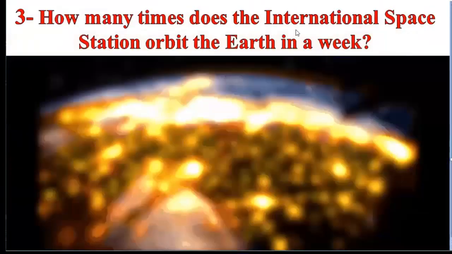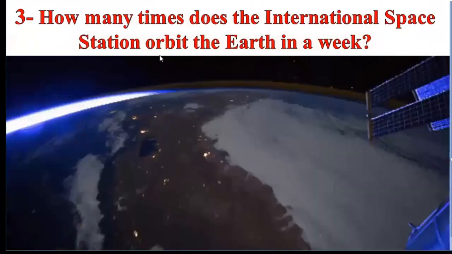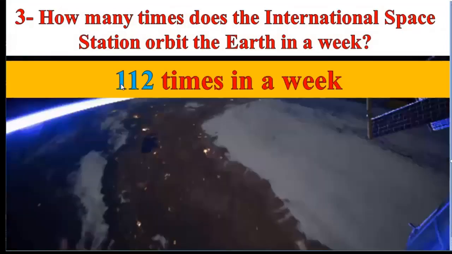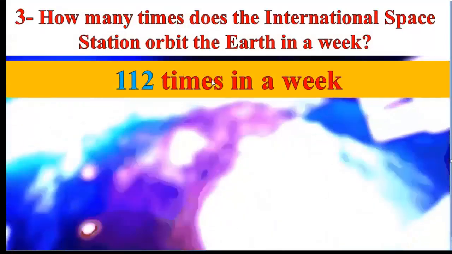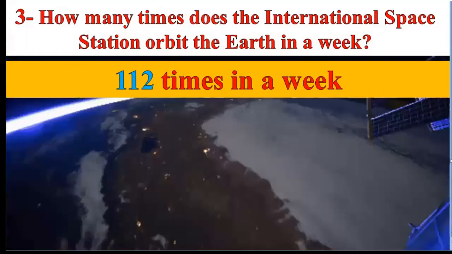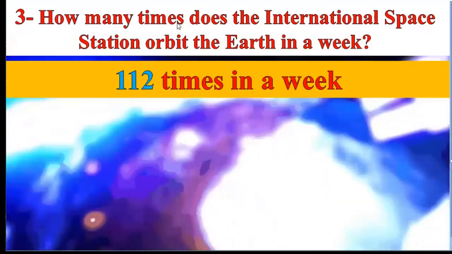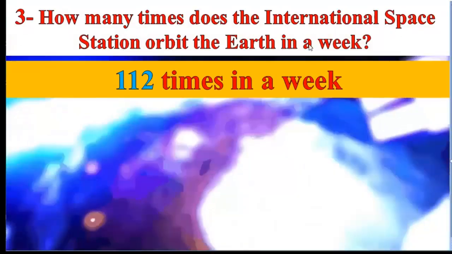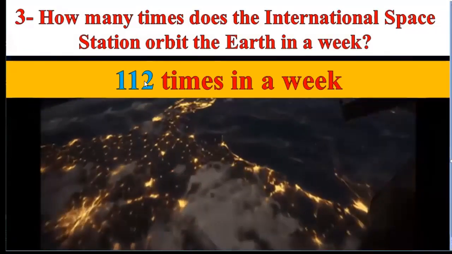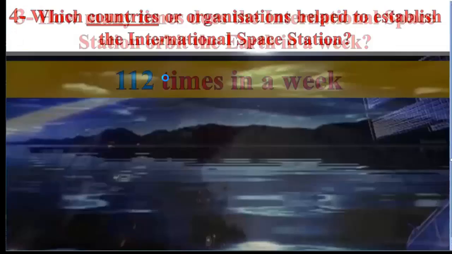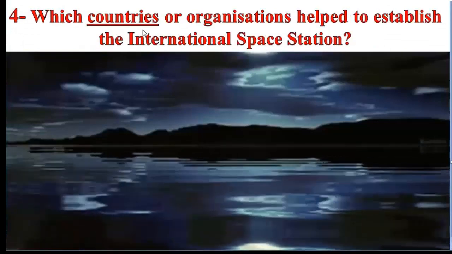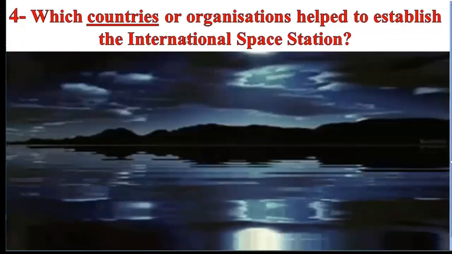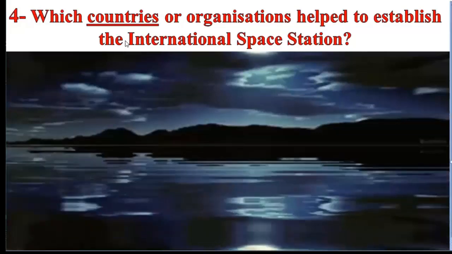How many times does the International Space Station orbit the Earth in a week? Take care of this question. 112 times in a week. Again, the question, dear students, how many times does the International Space Station orbit the Earth in a week? 112 times a week.